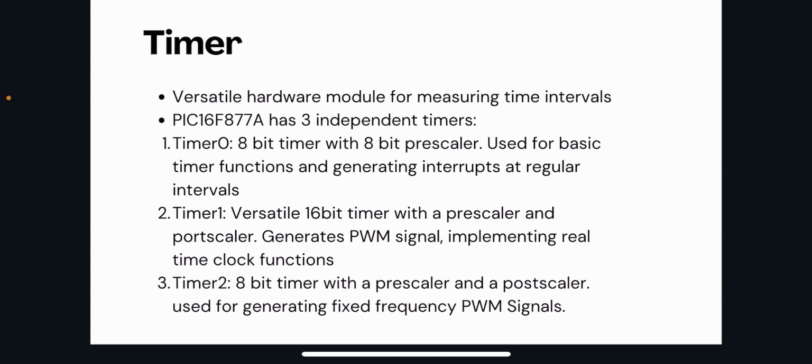Timer 1 is a versatile 16-bit timer with a prescaler and a postscaler. It generates a PWM signal and implements real-time clock functions. Timer 2 is an 8-bit timer with a prescaler and a postscaler. It is used for generating fixed frequency PWM signals.